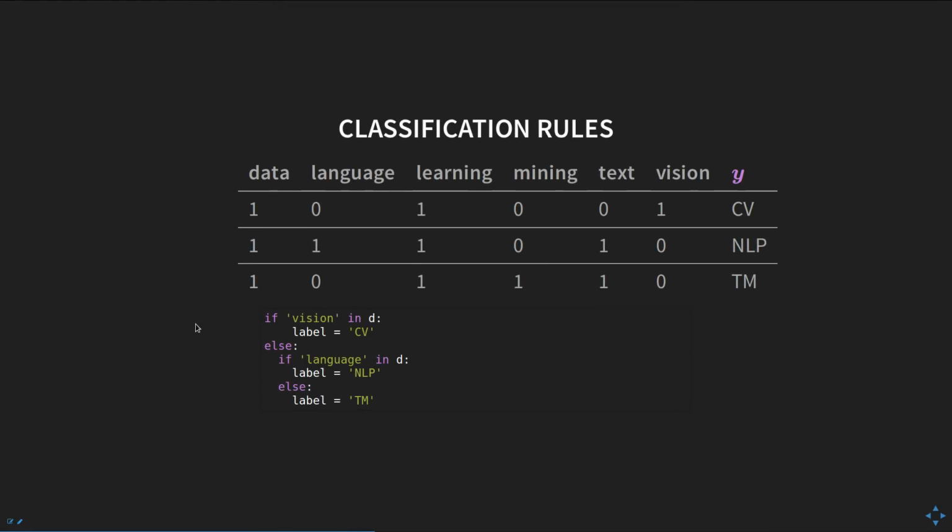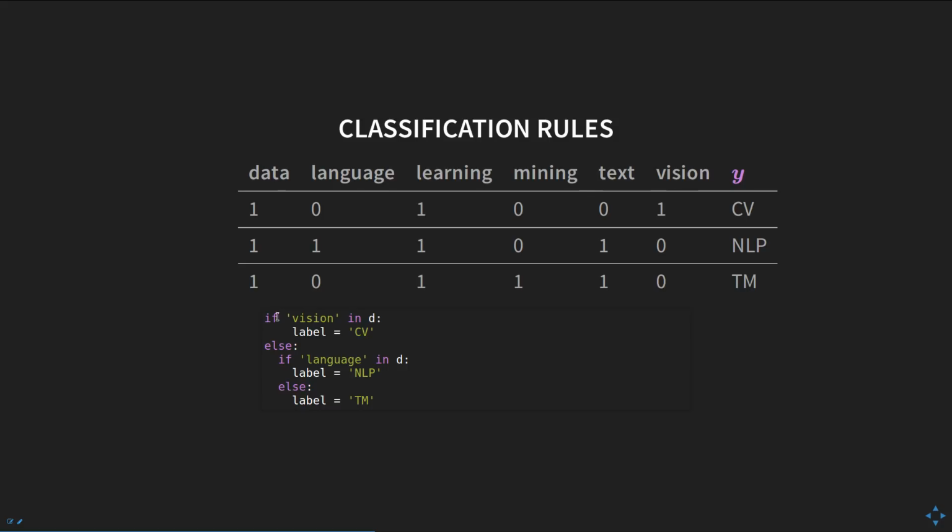Okay, so let's consider these documents that we had before. If you would want to classify them with Y being the label, we already discussed certain rules that we might be able to use for this. So for example, if language is in there, if text is in there, if vision is in there, these seem to be sort of the characterizing terms for the different documents. Now if you would only focus on the unique terms, then language obviously maps to NLP, mining maps to text mining, and vision maps to computer vision.